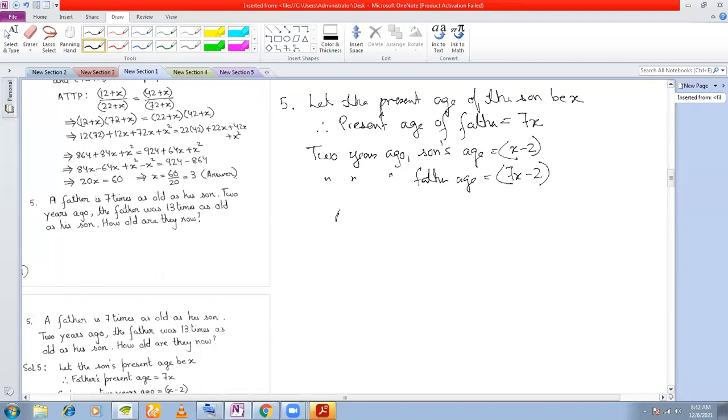Now, according to the problem, 2 years ago, father was... Tell me. Sir, it should be 13 times. Yes, I'm coming to that. The father was 13 times as old as his son 2 years ago. That means the father's age 2 years ago, 7x minus 2, was equal to 13 times the son's age. You understood? So now you simply need to solve this equation.